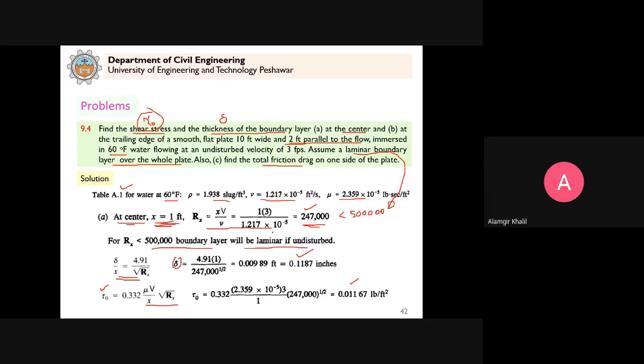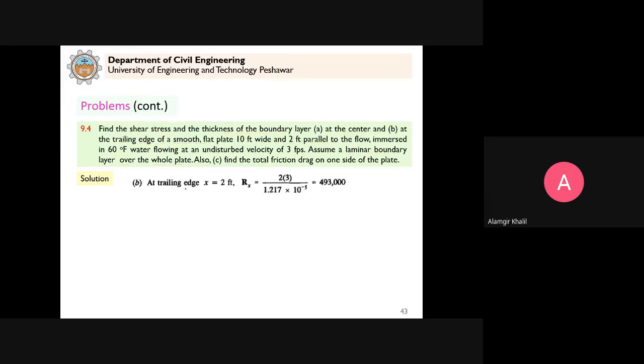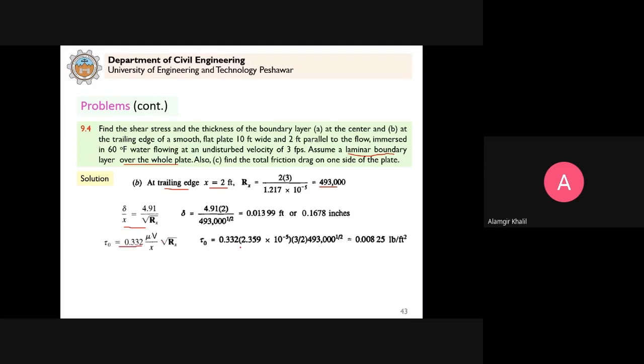Now next we have to calculate the same at the trailing edge of the smooth plate. So trailing edge means end, meaning at 2 feet. So at the trailing edge, x is equal to 2 feet and Rx will be equal to this much, still less than 500,000. So it means that the entire boundary layer for the whole plate is laminar. So again, you use these equations to calculate the thickness of the boundary layer and the shear stress at the trailing edge. Clear?